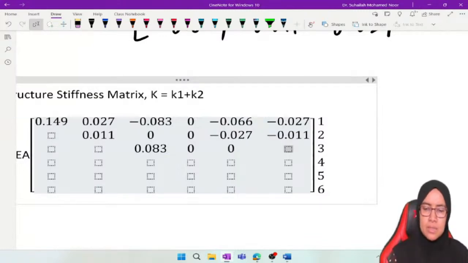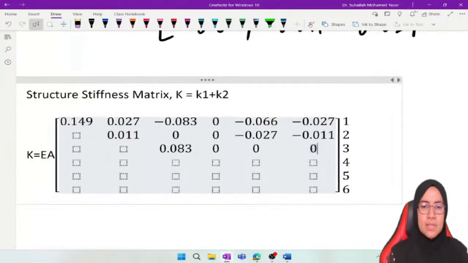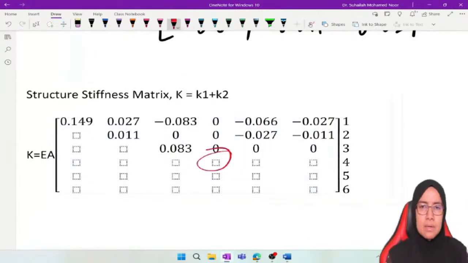36 also there is no value. Because we cannot find 36 in K1, we cannot find 36 in K2. So the value is 0. So next we move to this.